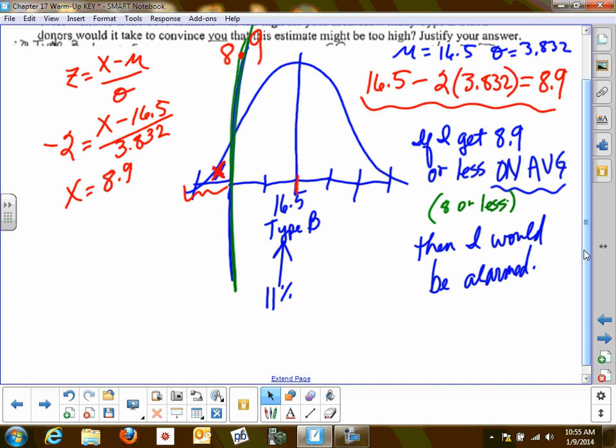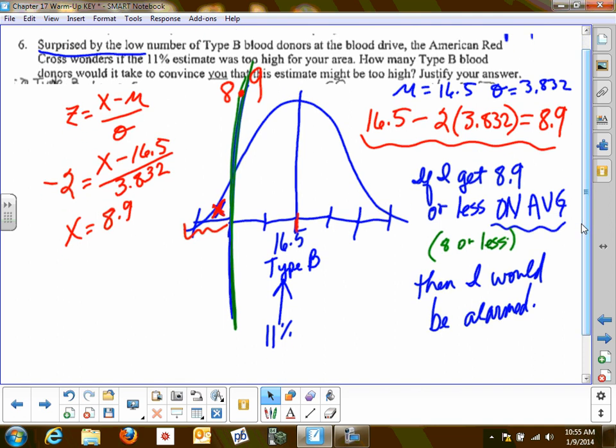So if I just got 8, then I would be going, whoa, hey, guess what? You may have 11% type B in the whole country, but in here in Aledo, we're much different than the norm. In Aledo, we have less than 11% happening. All right, so that's that problem. Ta-da.